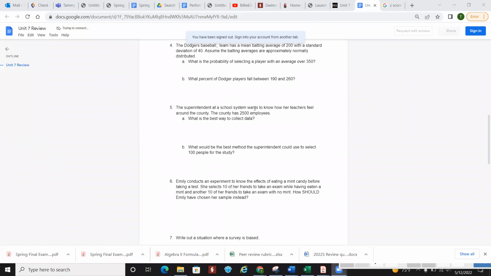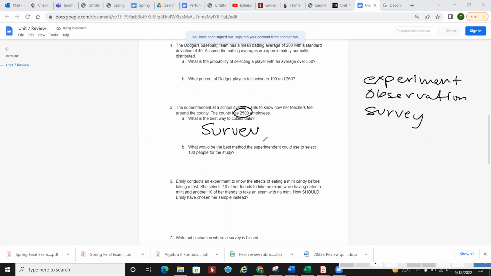All right, the superintendent at a school system wants to know how her teachers feel around the county. The county has 2,500 employees. What's the best way to collect data? And what they're asking for here is an experiment, an observational study, or a survey, the best way to collect data from 2,500 people? Survey, because it's feelings, right? All right, let's look at the next one.